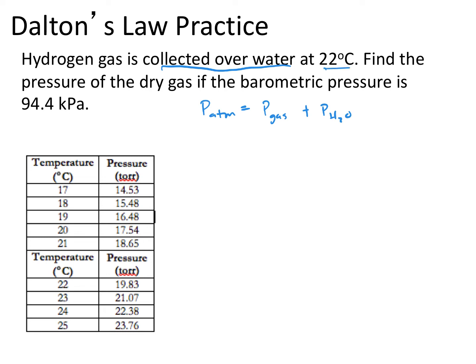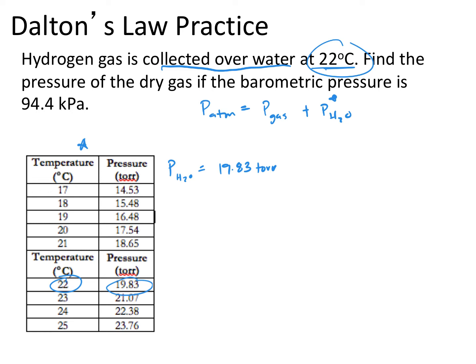Now, we've been given a couple of pieces of information. First of all, we were given a temperature. We were not told the partial pressure of the water, but that partial pressure is going to depend on the temperature that we're at. So in this problem, they've provided us with a pressure chart. We're going to find 22 degrees C and the corresponding pressure in torr. They gave us P of H2O in torr because they gave us the temperature that the water was at when the gas was collected.